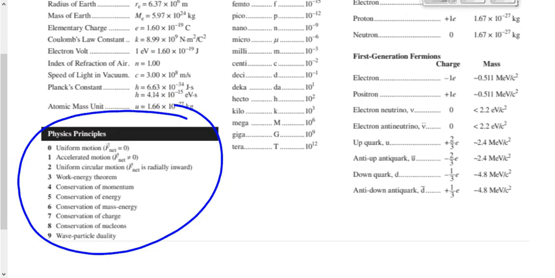This is a physics principle that is used whenever something is traveling at a constant velocity or if an object is stopped. In other words, if the net force is equal to 0. What's another way to say the net force is equal to 0? It's in a state of, starts with an E, equilibrium. So principle number 0 is really equilibrium. F net is equal to 0. It's uniform motion, constant velocity, or it's not moving.